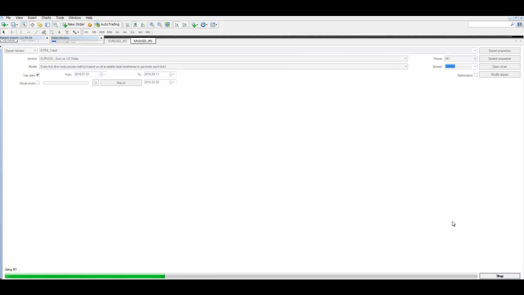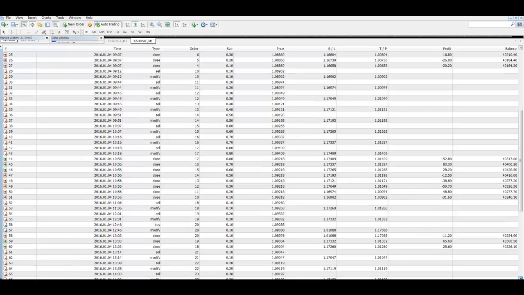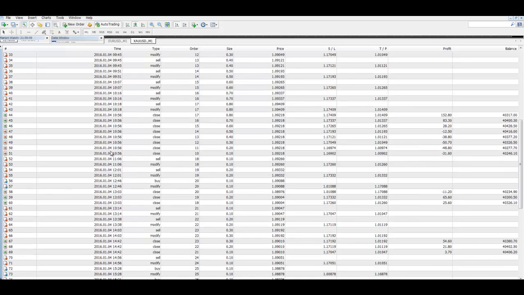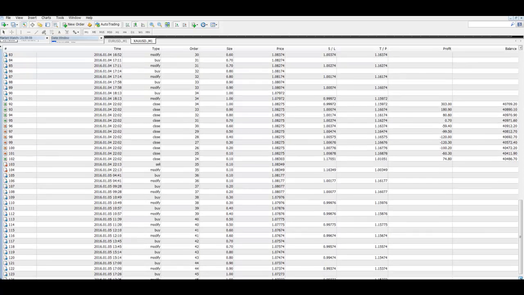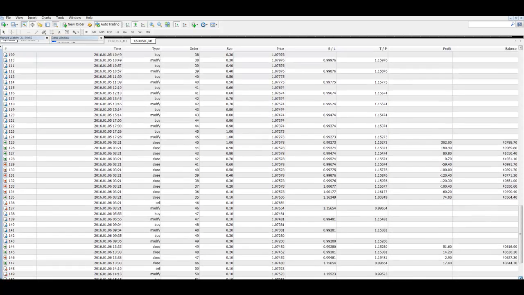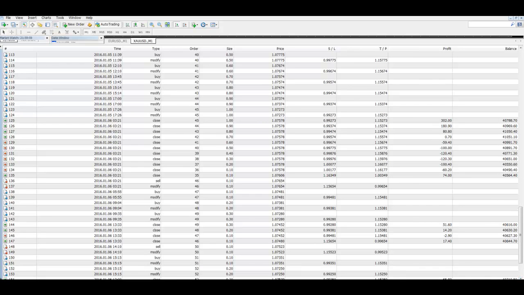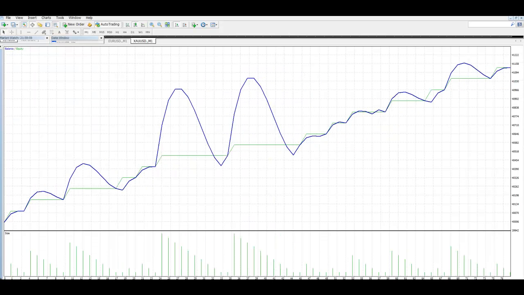Okay, click start and it starts trading. Here are the different trades, beginning of January 2016. Now by now maybe you're not very much impressed, but you will be now. I'm going to show you what the profitability graph looks like. Here it is.